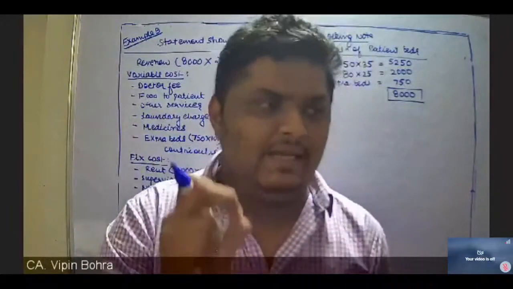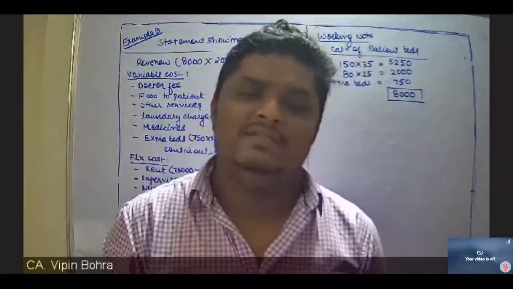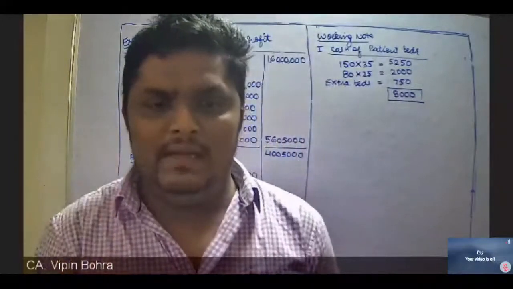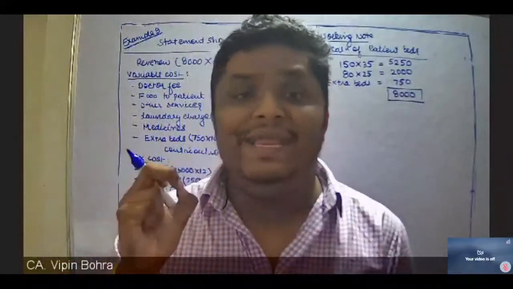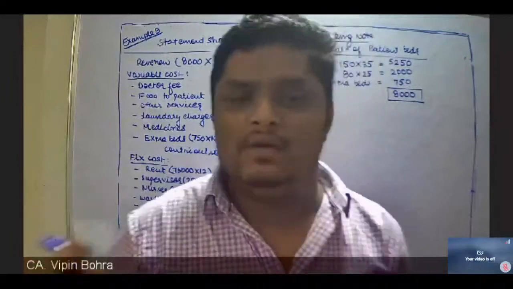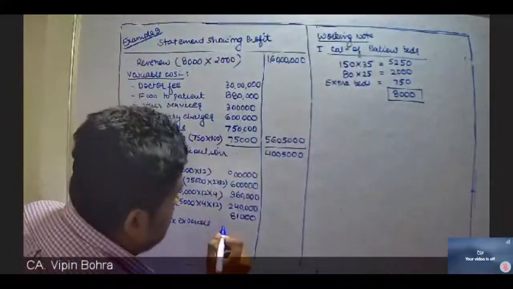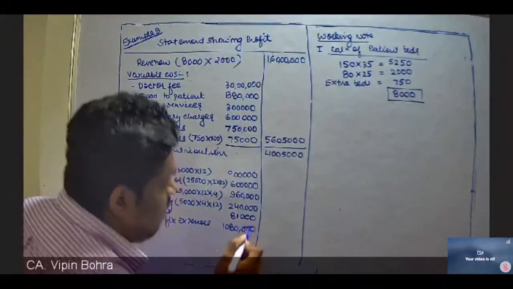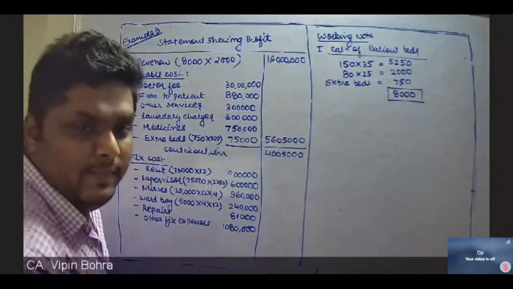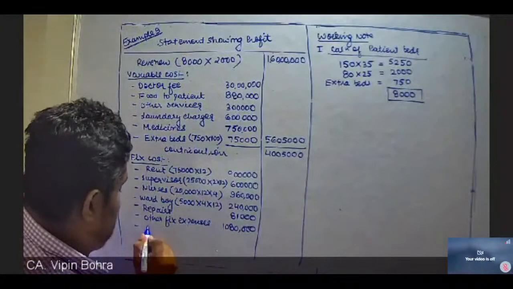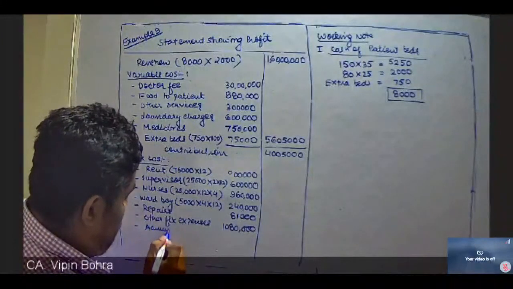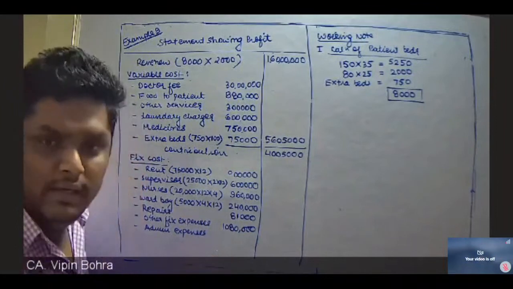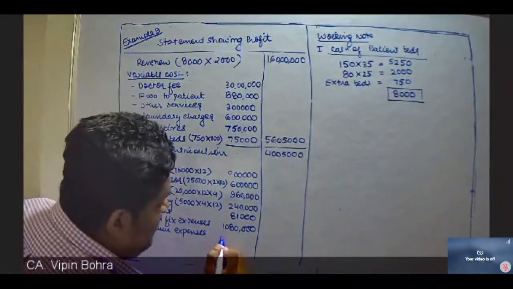I repeat again, there is a small correction in my study material. Point number F, example number 8. It is 10,80,000, not 1,08,000. Administration expenses. Allocated, how much? 10 lakh.